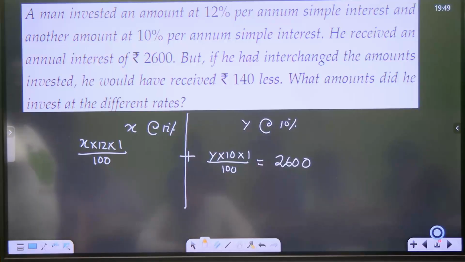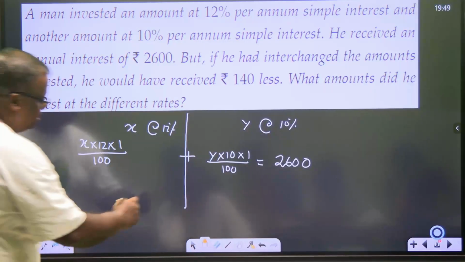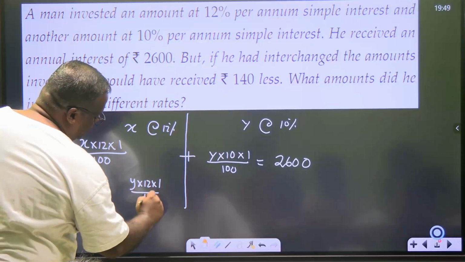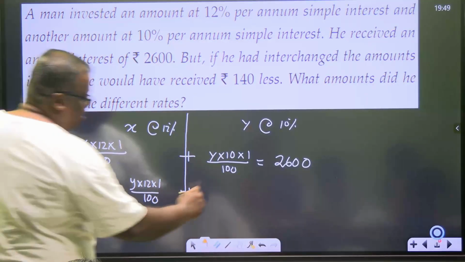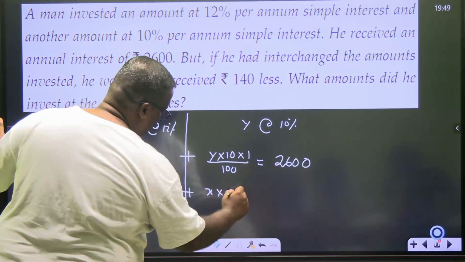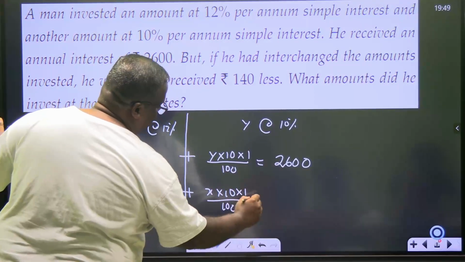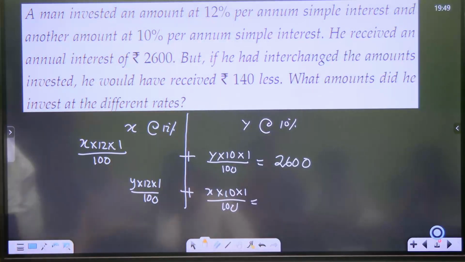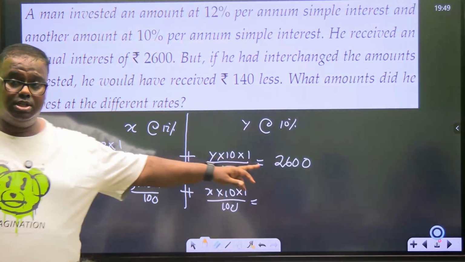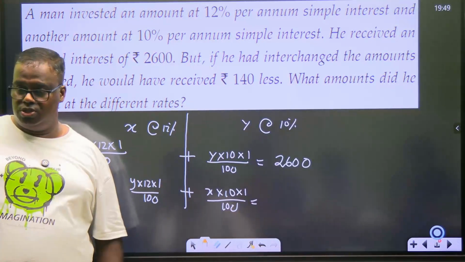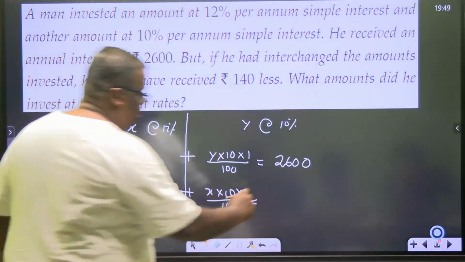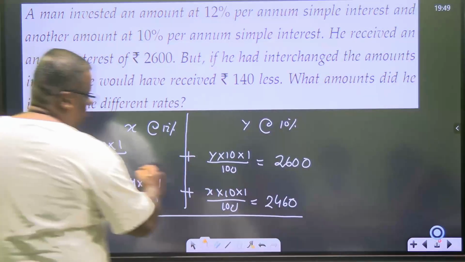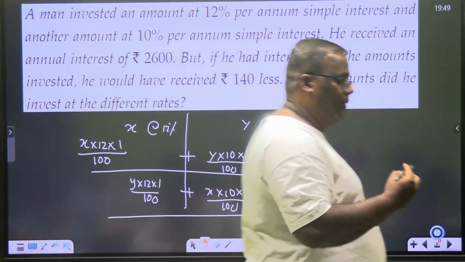Had he interchanged the amounts, meaning Y into 12 into 1 by 100 plus X into 10 into 1 by 100, then the person receives how much? He receives 140 less. Means 2600 minus 140 is 2460. This is your equation number 2. Very good. Please do.